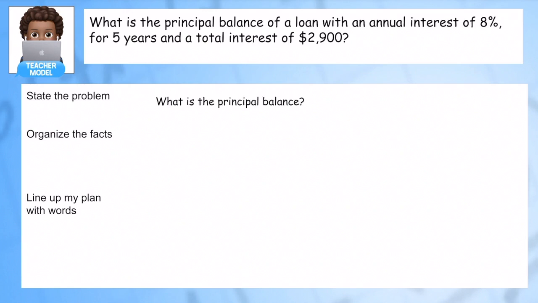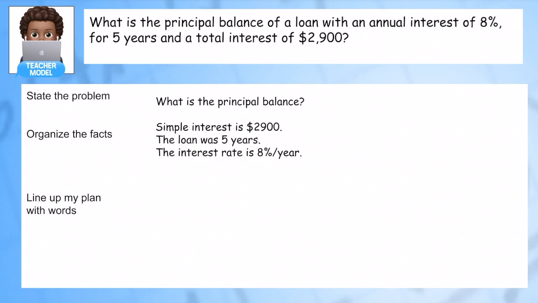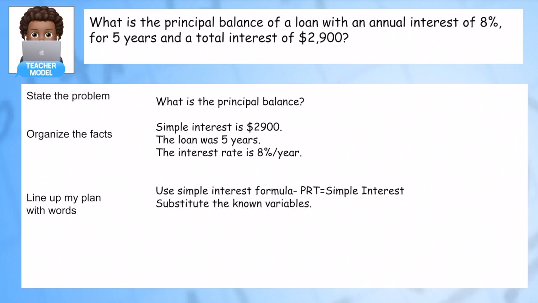So the question is, what is the principal balance? How much was the loan for in the beginning? We know the simple interest at the end was $2,900. We know it was 5 years long for the loan, and we know the interest rate was 8% per year. So here's our plan. Again, I'm going to use pretty simple as our formula. I'm going to substitute what we know, which is the simple interest at the end, the time, and the rate R. What we don't know is the principal. So we're going to solve for P in this equation. So hit pause so you can jot down our plan and then see it in action.